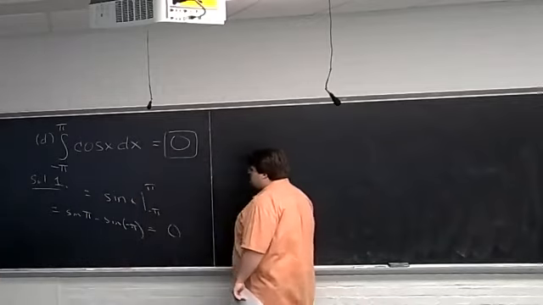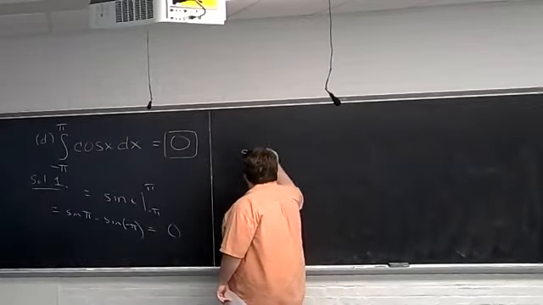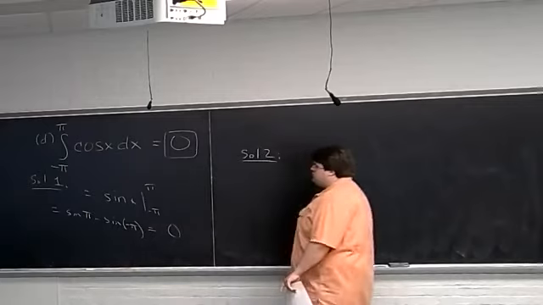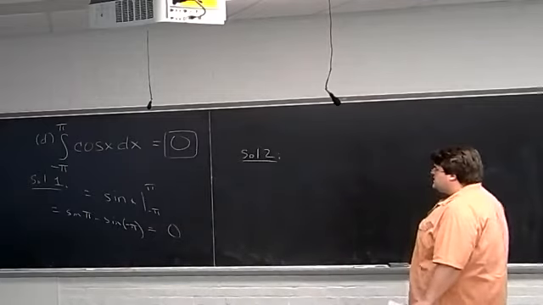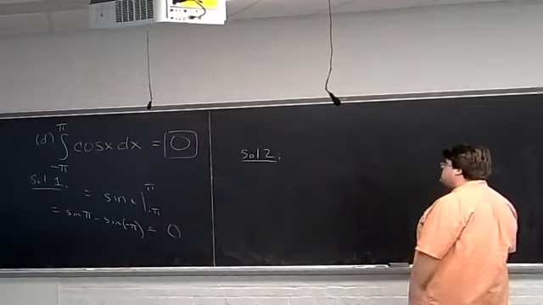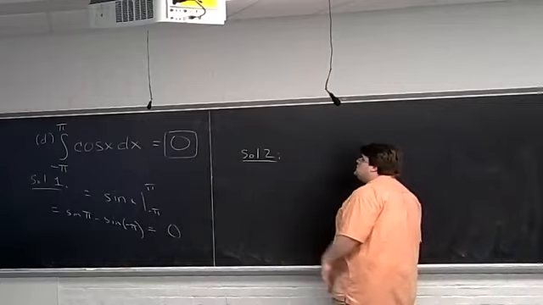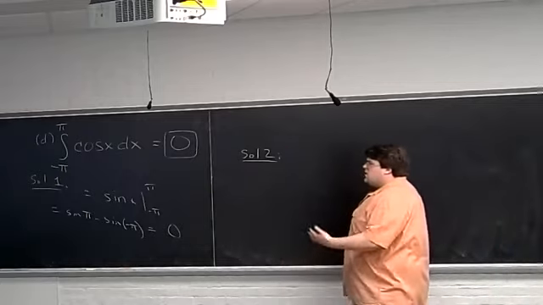That's not the way I did it. Well, maybe it is. Actually, the way I did it was pi is the same as negative pi, so it's 0, going around the circle. What is another way we could do it?